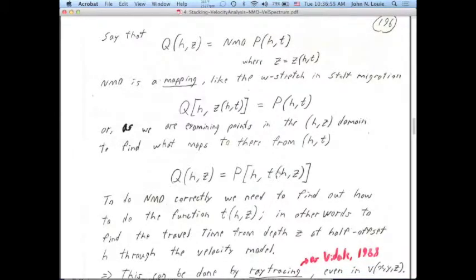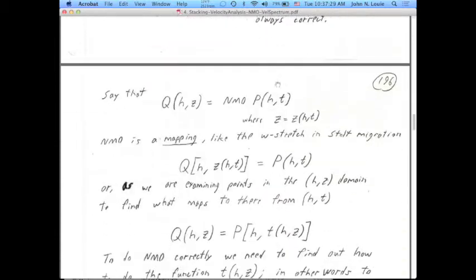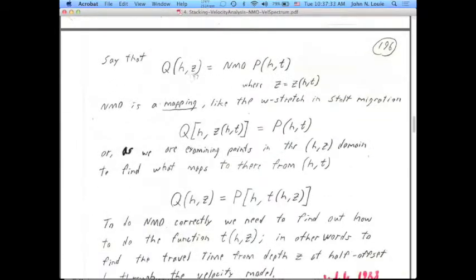Okay, so let's say we get a stretched CMP gather Q, on H and Z axes, and that's equal to the NMO operator applied to our CMP gather, which is just P of H and T. And we write a function where Z is a function of H and T. So NMO is a mapping, just like the omega stretch and Stolt migration, best implemented as an output-based procedure.